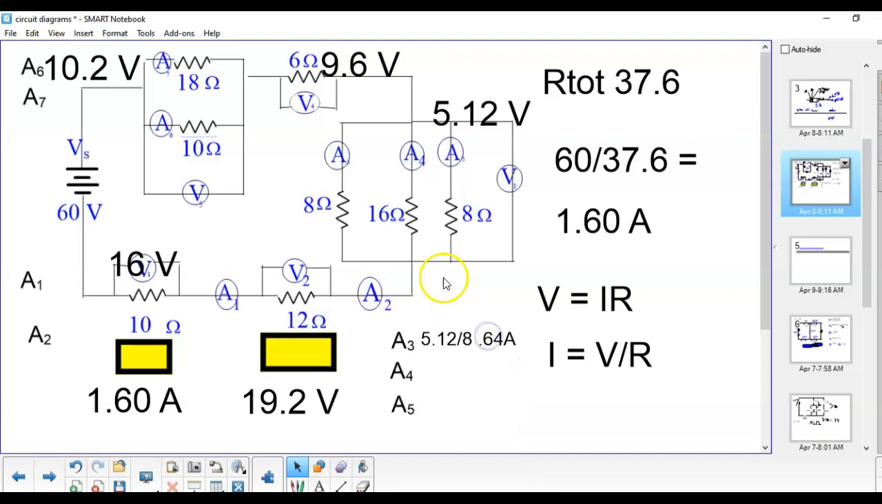And we're going to do the same process. This is twice the resistor, so it will produce half of the current. That's going to give us a 0.32. And the last one is the same resistance, and so it's going to give us the same current.